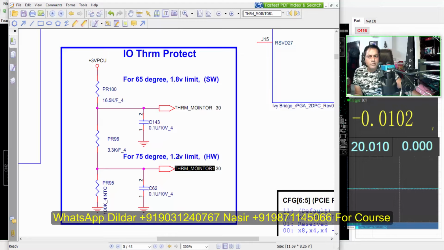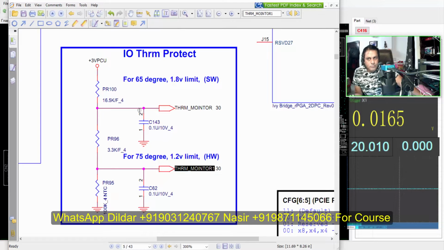You only have to check here. It must be more than 1.2 volt. So usually you will find around 2 volt, something like 2.5 volt. So you just calculate. This is nothing, a simple voltage divider, but it is considered as a temperature degree with the help of the voltage.